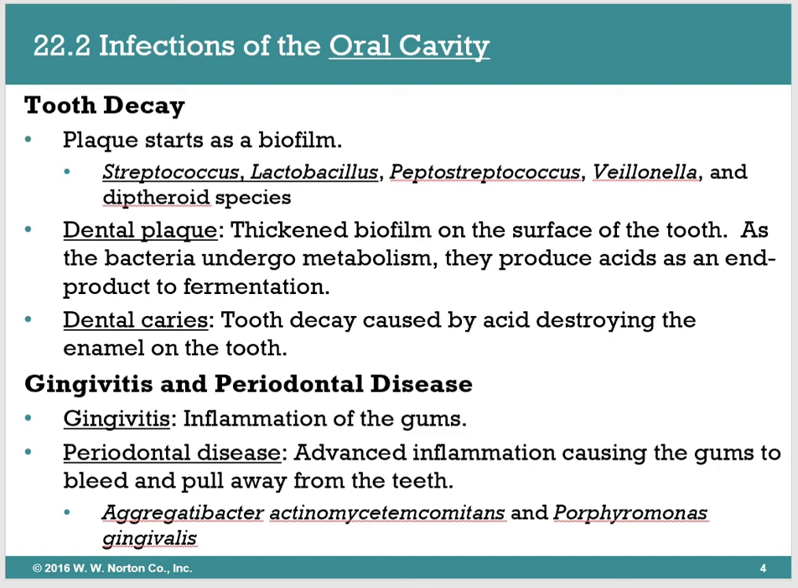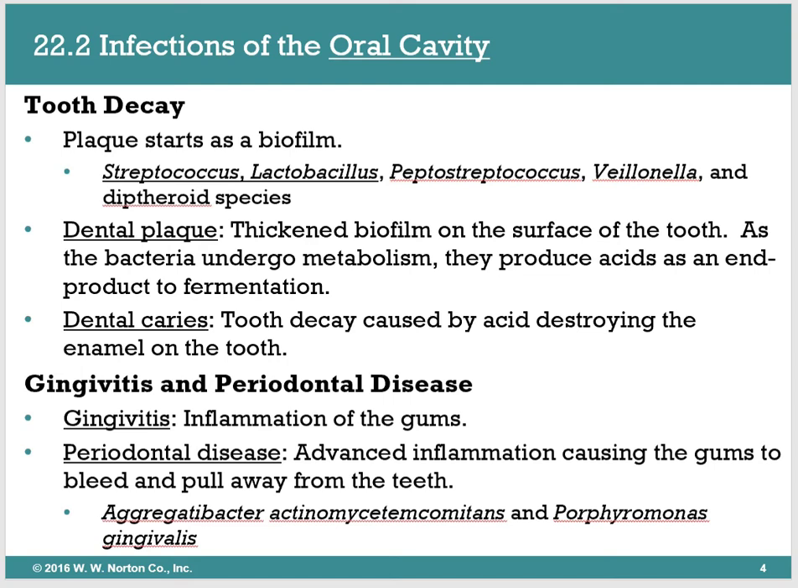Now, with periodontal disease, the excessive inflammation has caused the gums to excessively bleed and pull away from your teeth. So that's when you have periodontal disease. Most of us, at least at our age, don't have it. And the below are the two species that commonly cause it. I'm not going to attempt to say it. It's a rather nasty name, but just know the difference between gingivitis and periodontal. With gingivitis, you just have slight inflammation. Periodontal is where you actually have the retreating of gums and excessive bleeding.